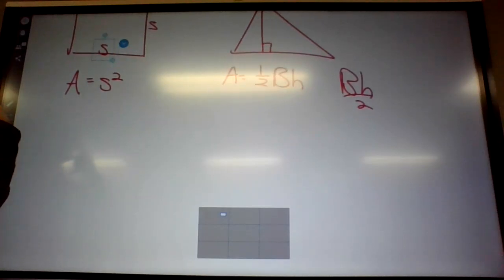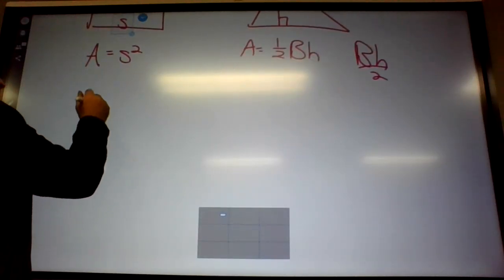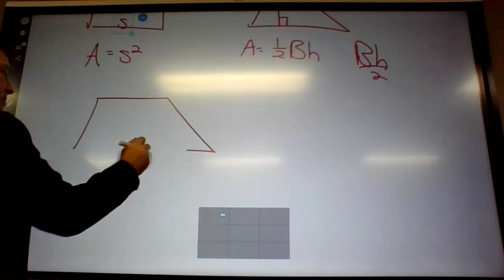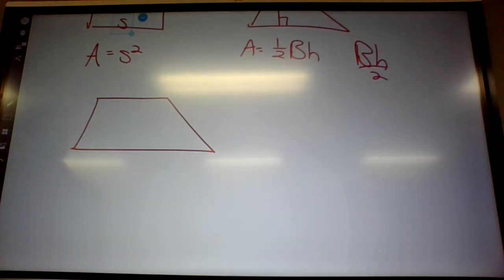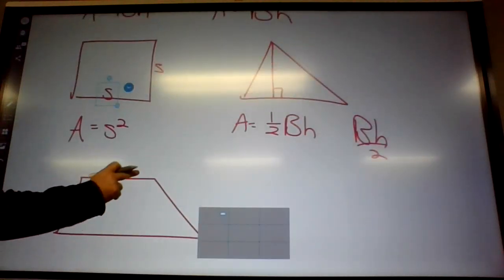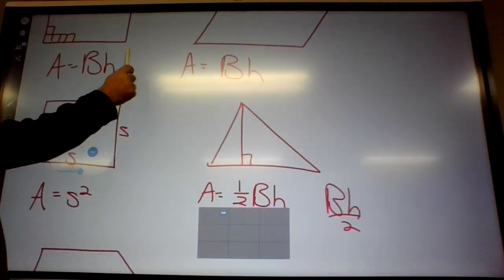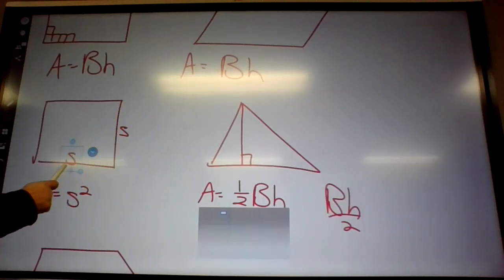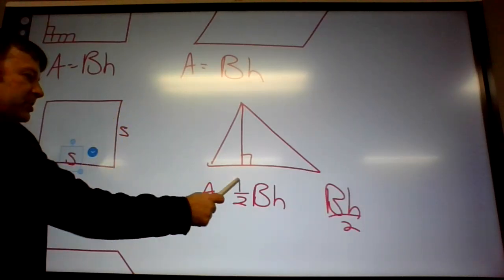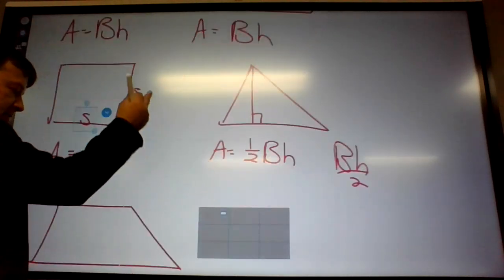Okay, then what do we do after that? What's this? Trapezoid. You guys remember trapezoid? So notice all of these are kind of the same. Base times height, base times height. This is basically base times height. Base times height divided by 2.